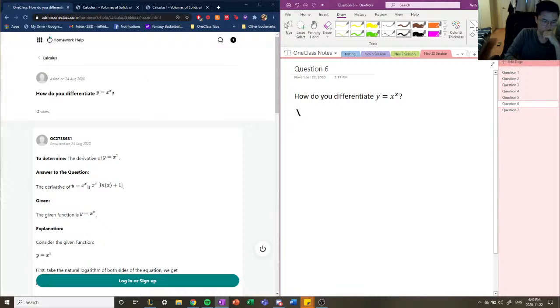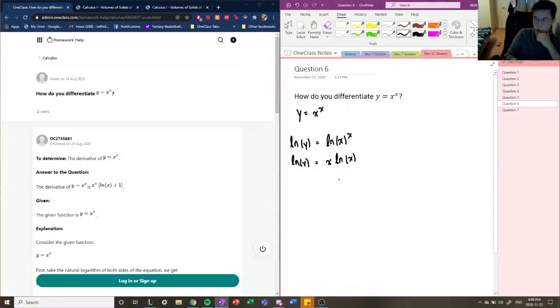So y equals x to the power of x. We're going to apply the natural logarithm to both sides. So ln of y equals ln of x to the power of x. According to the power rule of logarithms, you can move this exponent down. So this equals ln of y equals x ln x.